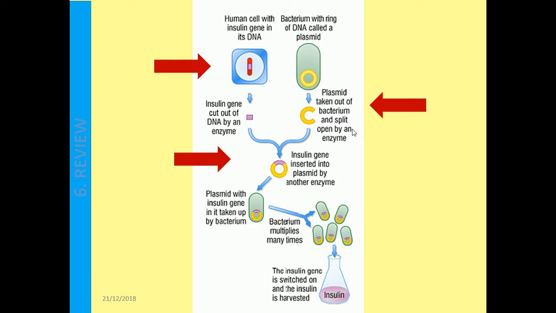The third step is that the gene that we cut out is then put into that plasmid from the bacteria. Okay, all of this done by enzymes. The plasmid is then put back into the bacterium. The bacterium is able to multiply rapidly, okay, roughly doubling every 20 minutes, and then all of those bacteria are able to make insulin. And here is the insulin, and the insulin is then harvested and given to type 1 diabetics.